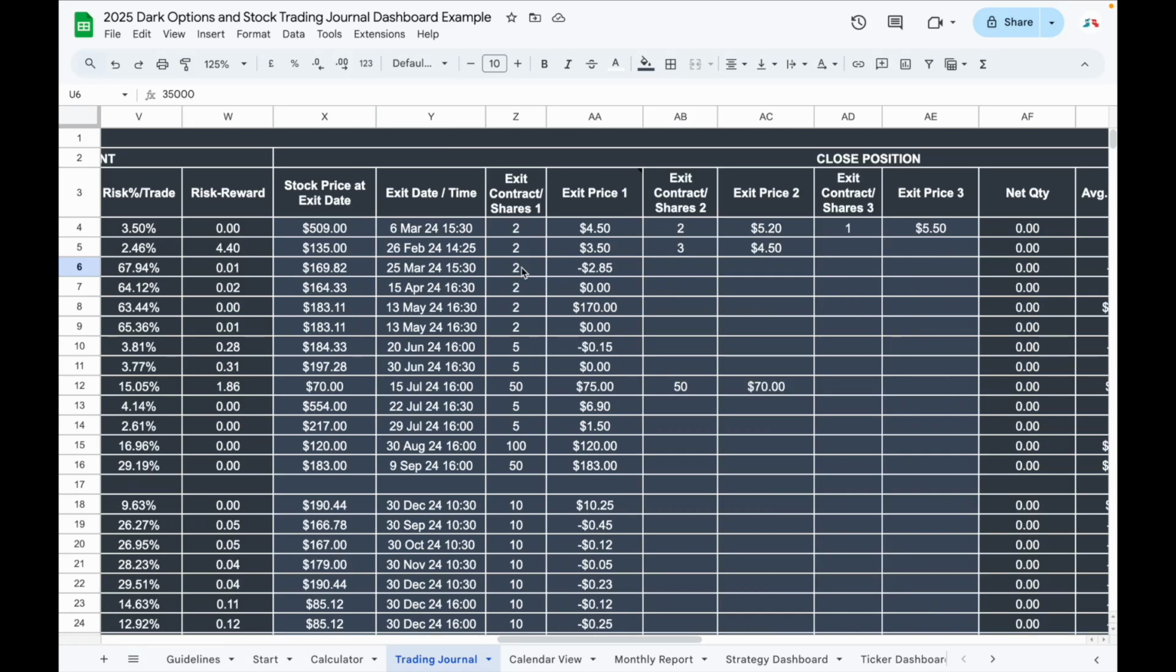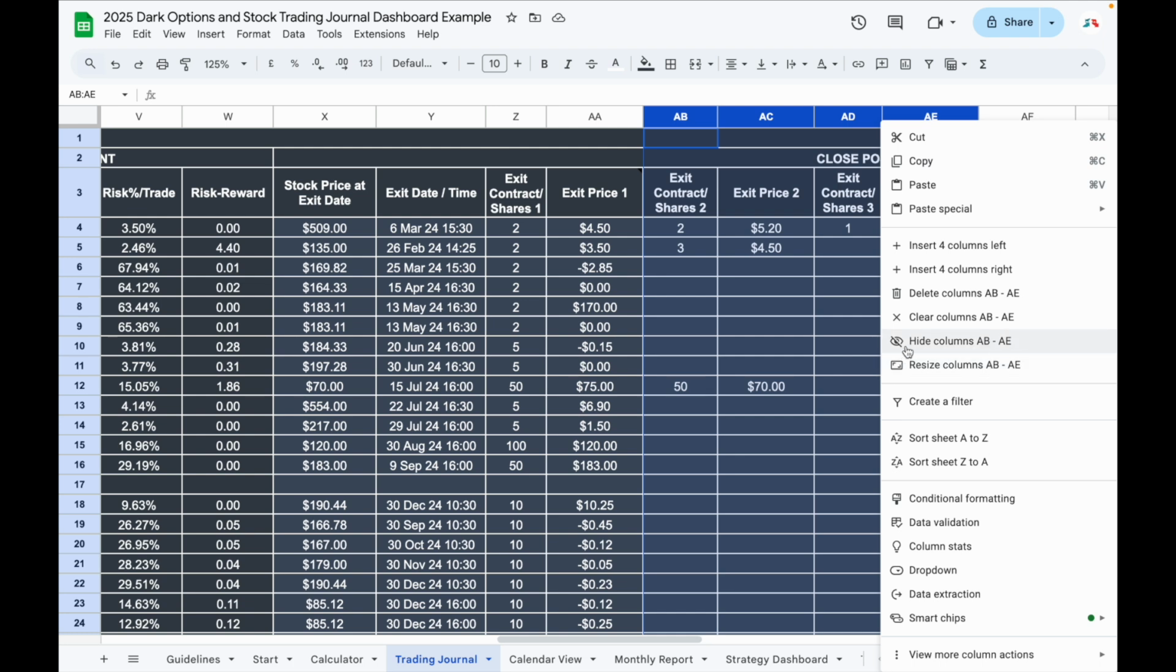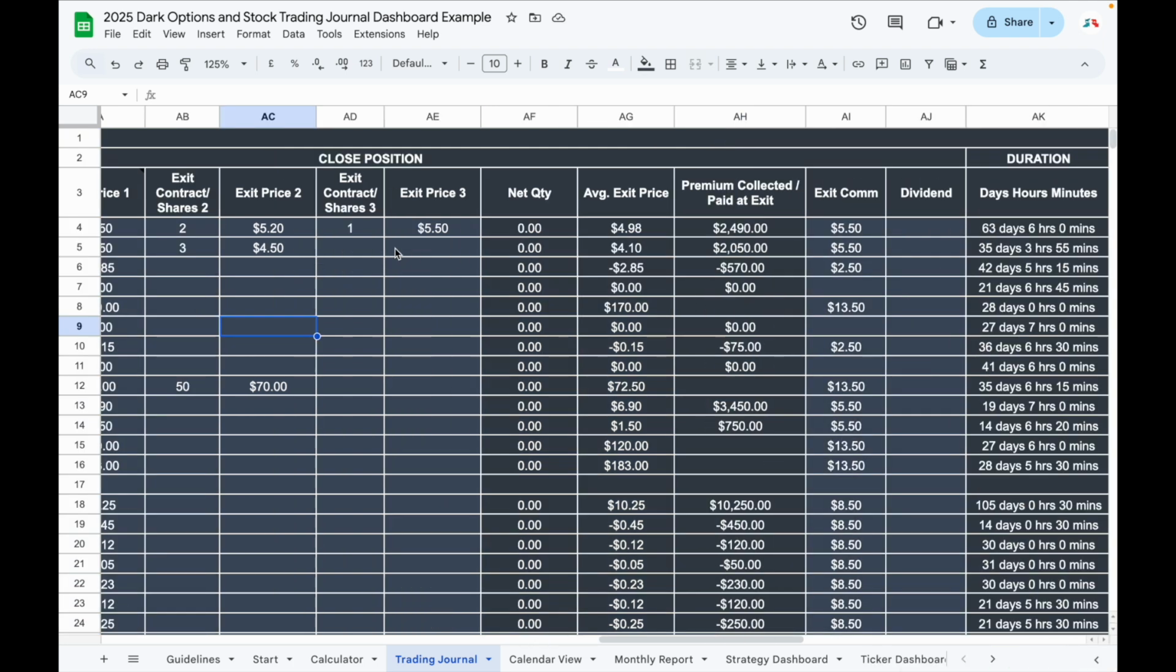After closing the trade, enter the exit date and time, exit contract quantity, and exit price. If you exit the trade at multiple points, input your second and third exit contracts and prices in the respective columns. You can hide the exit 2 and exit 3 columns if you only exit at one point. The net quantity column will display the number of contracts left in the trade. The average exit price column will calculate the average price if you exit in multiple points. Enter the total commission paid at exit.